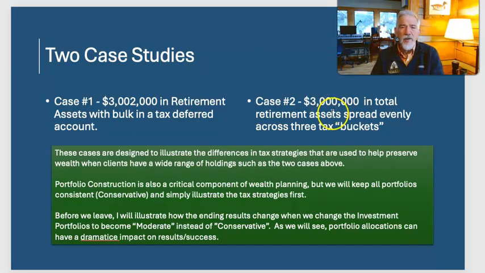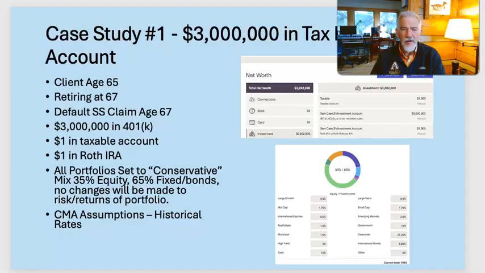The other case is where I have $3 million, but it's allocated evenly across a taxable account, tax-deferred account, and a tax-free Roth account. So we'll take a look at how things play out in terms of planning when we have assets that are two extremes. One is everything is in a retirement plan, and with the other case, we have an even set of assets across all three accounts. So let's go ahead and get started.